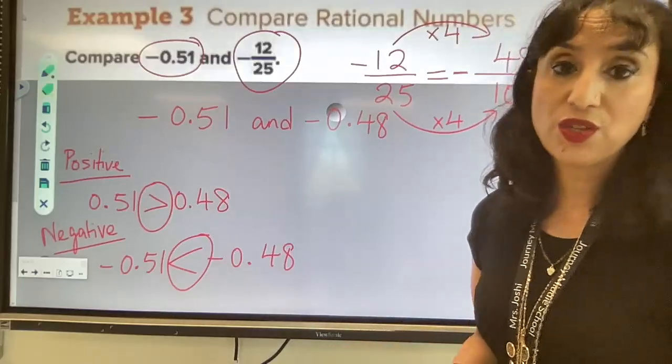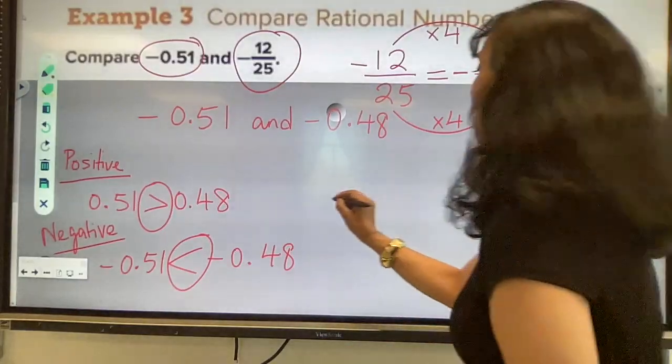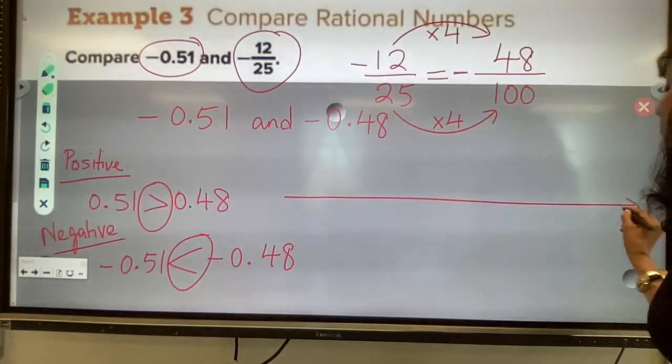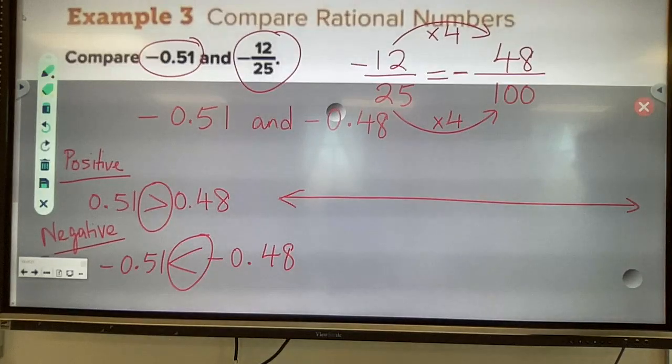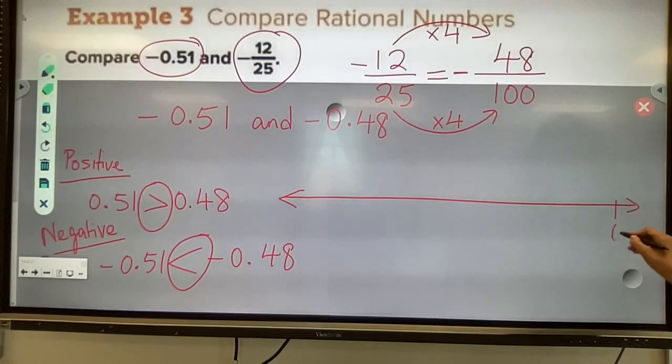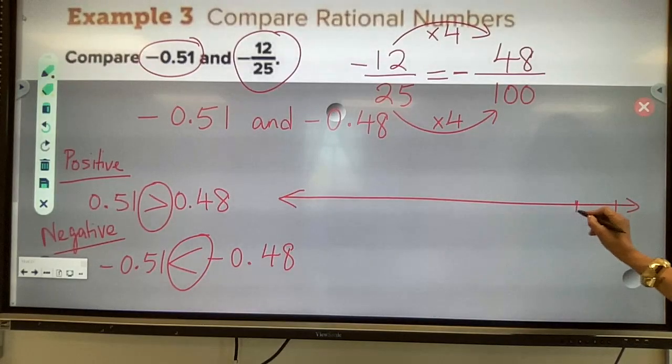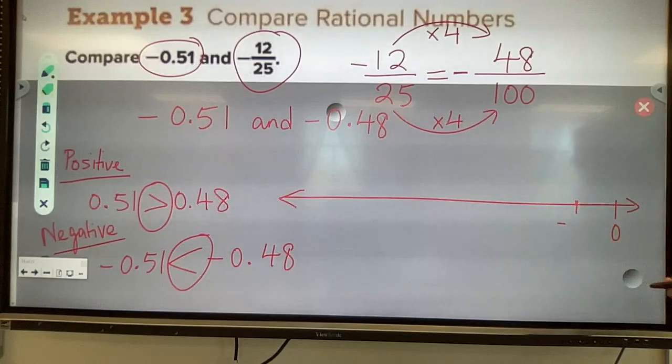But if I was to graph this, I would make a number line. All right, and what I'm just going to go ahead and do is put 0, and then I have negative 1.